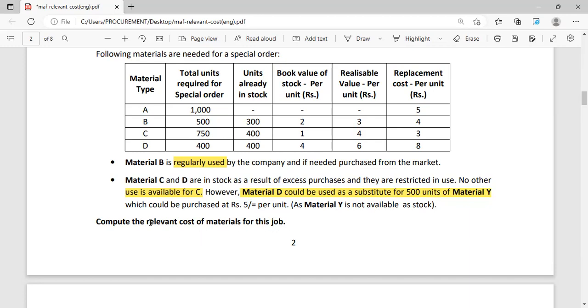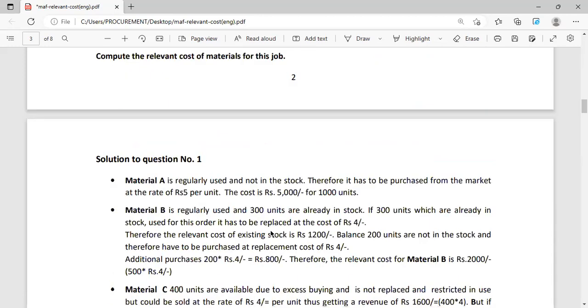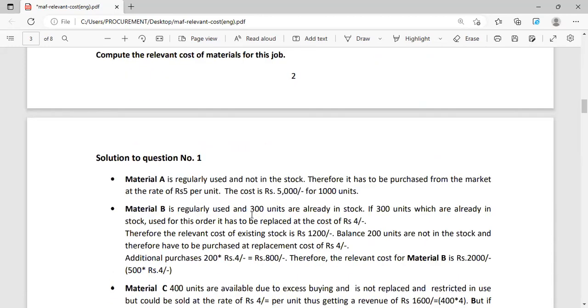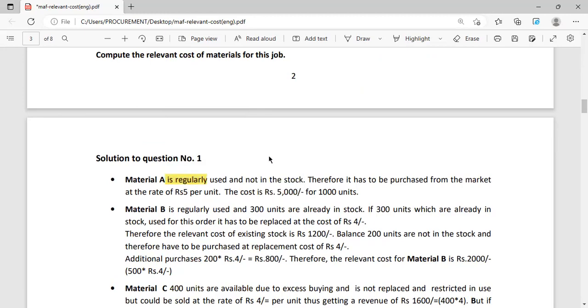So the computation of the relevant cost of material will now be, let's look at the solution together. Material A is regularly used, as we have said. So if it is regularly used, what do we need to do? We use our replacement cost. Material A is regularly used and not in stock, so we need to buy.